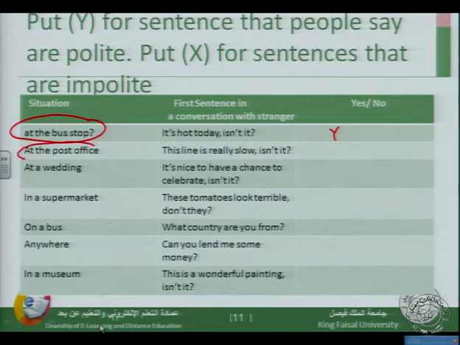At the post office, for example, you can start a conversation over there. This line is really slow, isn't it? So we do it. Sometimes when you go to a bank or supermarket and you find a line of people, and this is a slow one, you will start saying, this line is really slow, isn't it?